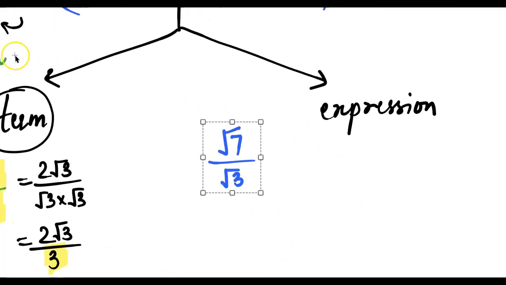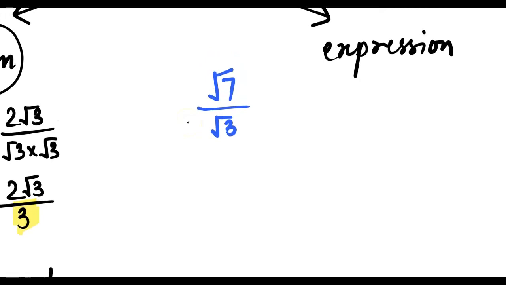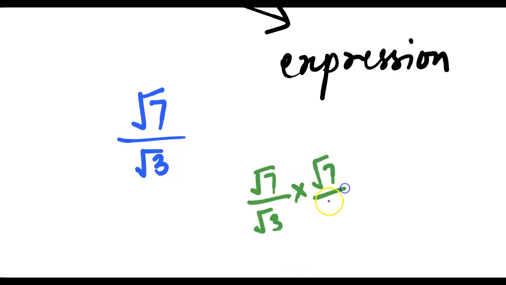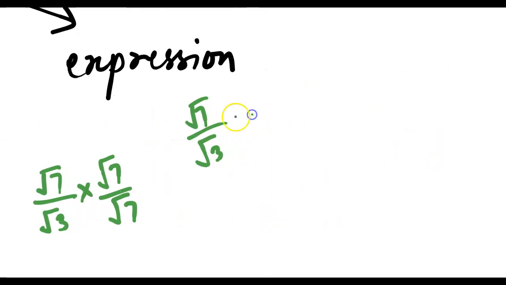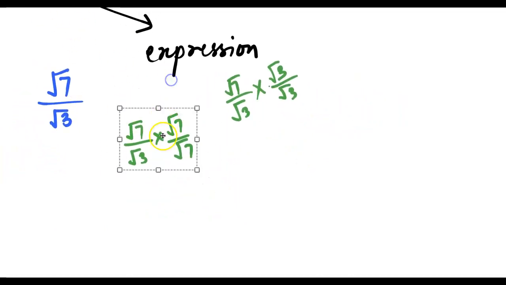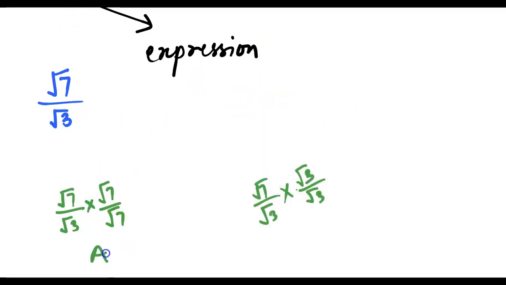Now we have the other question. Let's try solving this one: root 7 over root 3. Students often get confused about which one to rationalize. Think for a second. Let's say I give you two options: root 7 over root 3 times root 7 over root 7, or root 7 over root 3 times root 3 over root 3. The first one is this, and the second one is this. Which option are you going to select, A or B?